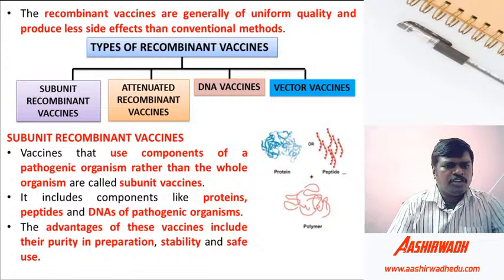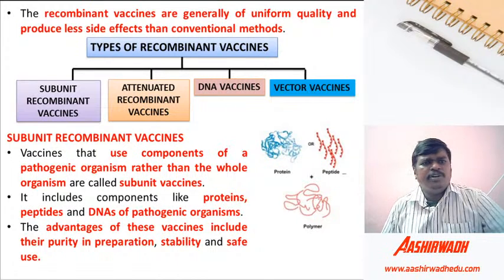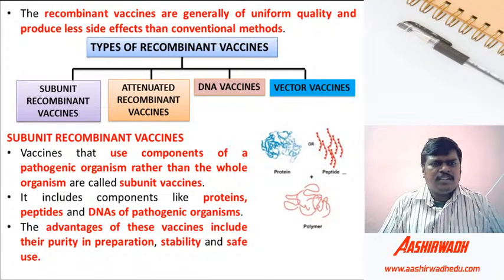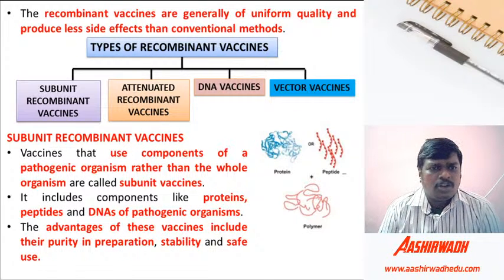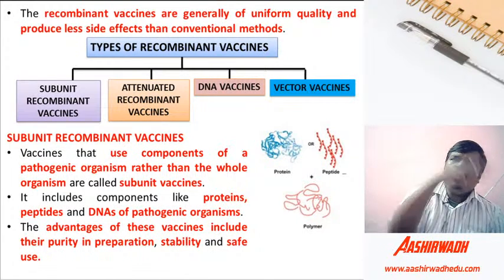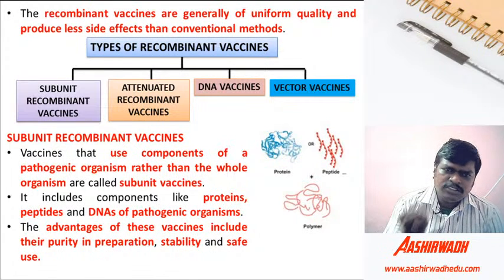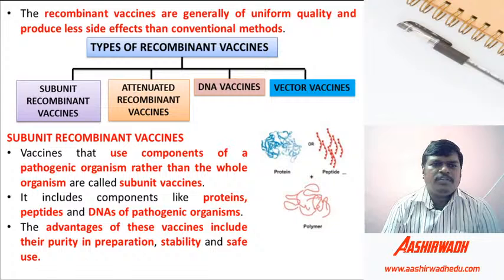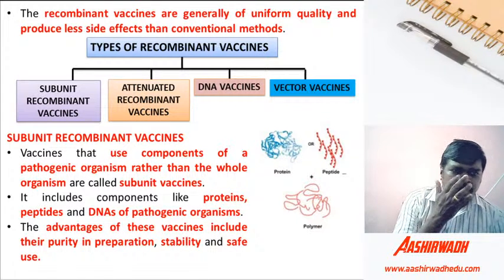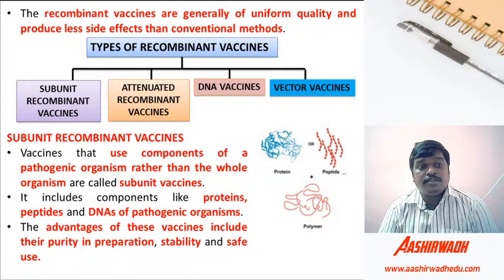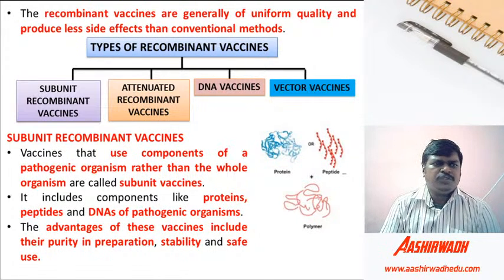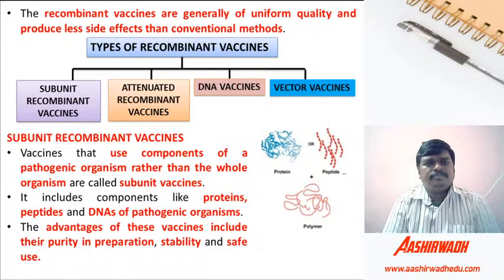Okay, children, we'll continue the topic. The next is about the subunit recombinant vaccines. Here in this vaccine, they use components of pathogenic organisms. They're not going to use the whole organism as such. They'll use the components. It may be a macromolecule, a protein or a peptide, or DNA of the pathogenic organisms. Like that, a part of the organism is used. That's why it's called subunit recombinant vaccines.